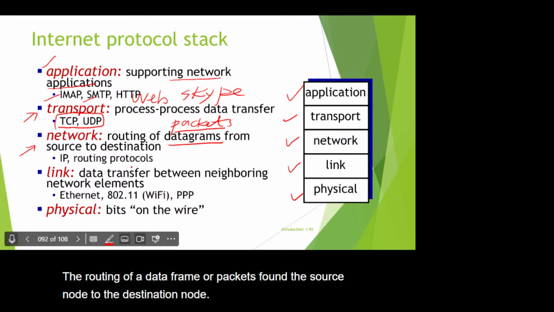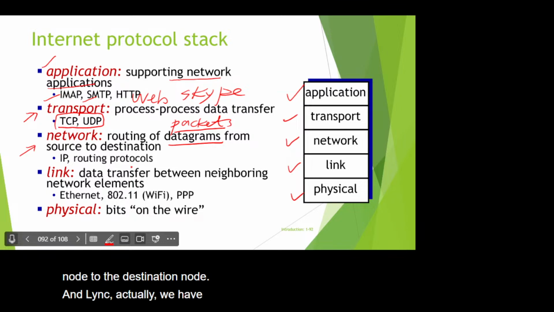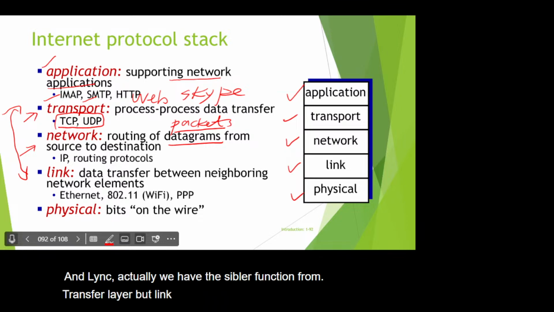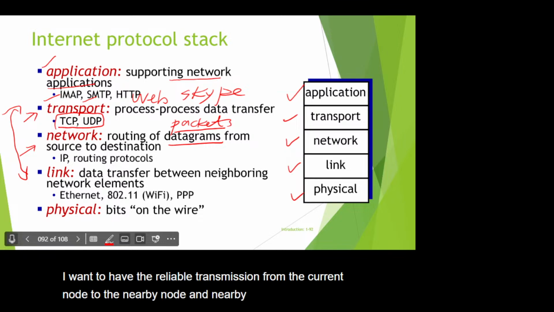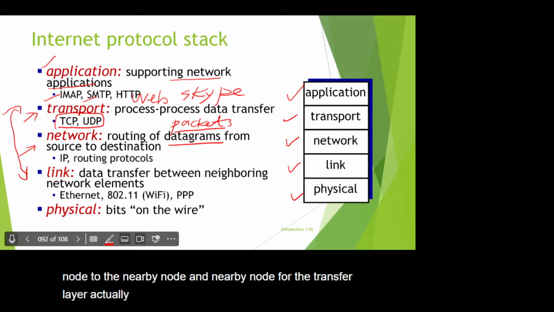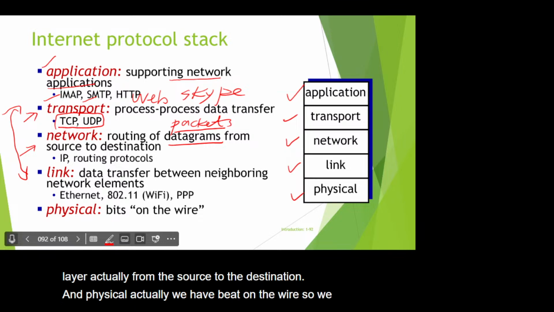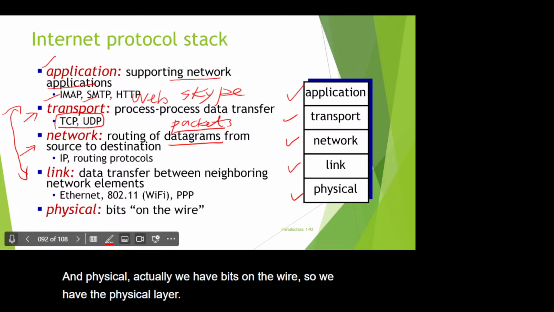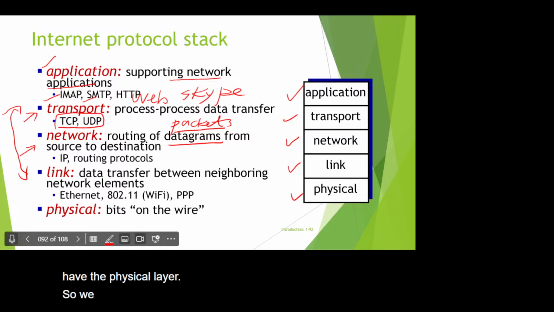And link, actually we have a similar function to the transport layer. But the link layer just cares about reliable transmission from the current node to the nearby node. For the transport layer, actually it is from the source to the destination. And physical, actually, we have bits on the wire, so we have the physical layer. Well, so we have all the possible services for each layer.